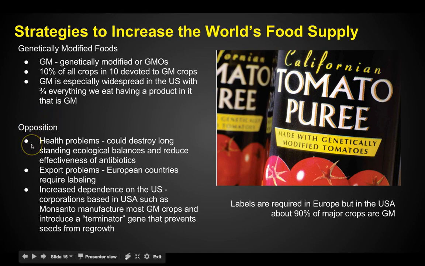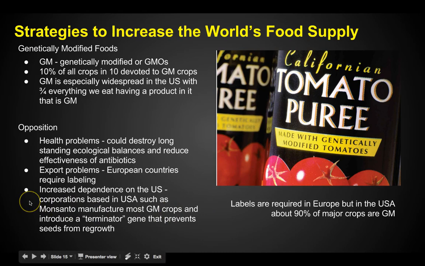Opposition is that it causes health problems. You could destroy long-standing ecological balances and reduce effectiveness of antibiotics. Export problems: European countries still require labeling to say GMOs. For the most part, the United States does not require us to label genetically modified tomatoes. We just say, it's just food.